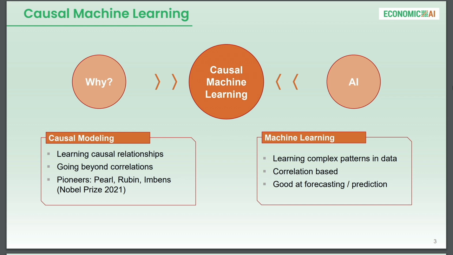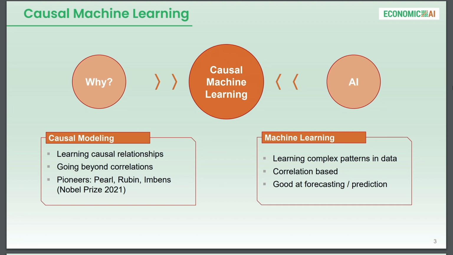On the one hand, we have AI. And AI is very strong in learning patterns in complex data, but it's correlation-based. And what is usually done with AI is making predictions, making forecasts. And all these successful applications, like image recognition, in big data, you learn complex patterns and then use this to make predictions.